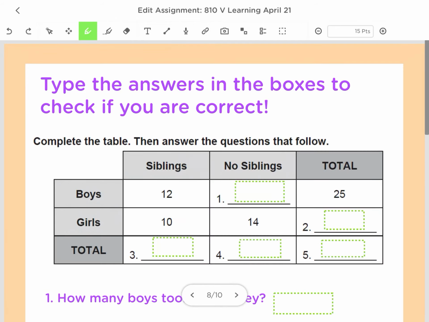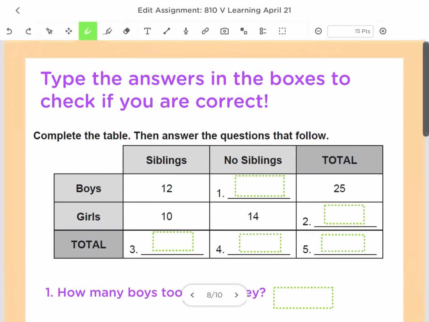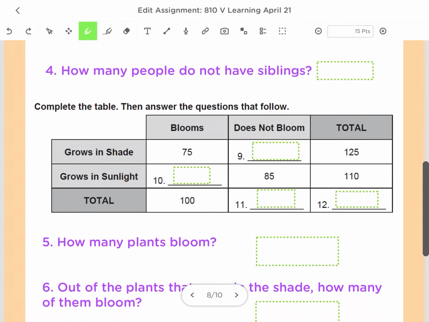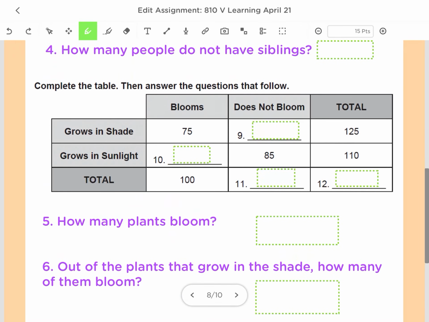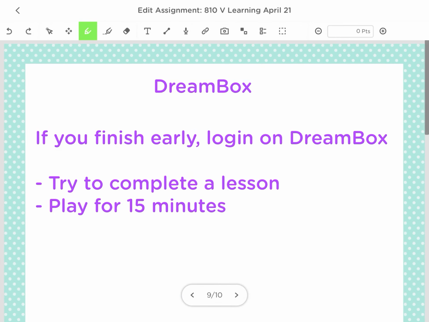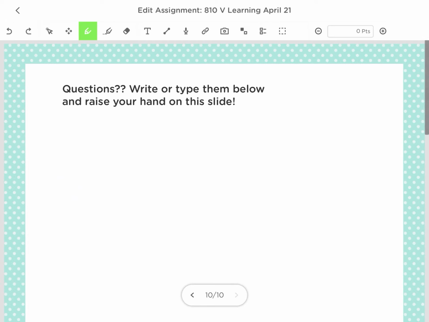So now you should, on your own, type in the boxes here on slide 8, and then answer the questions for all of these tables. When you are finished with that, you should log into Dreambox and try to play that for approximately 15 minutes, depending on how much time you have left. Remember that if you have any questions, you can certainly ask them on the last slide, on slide 10, or you can send an email to your teacher.